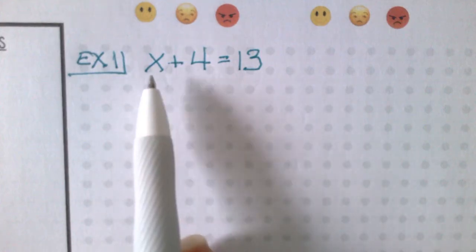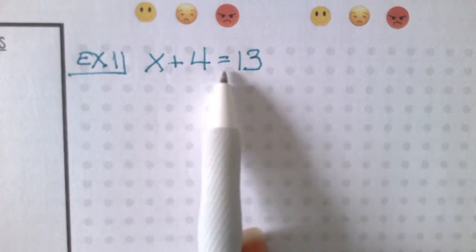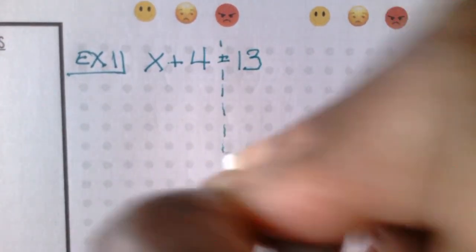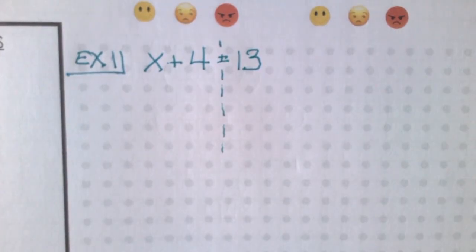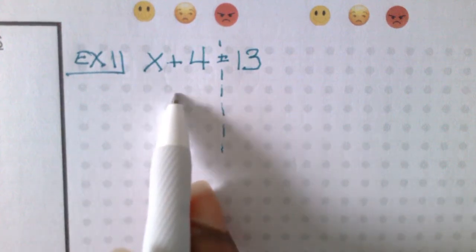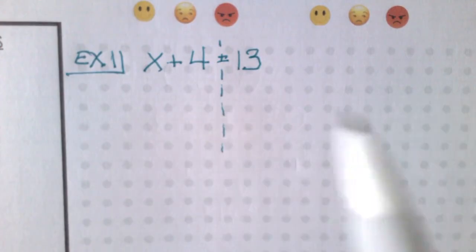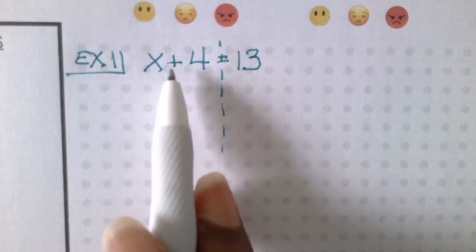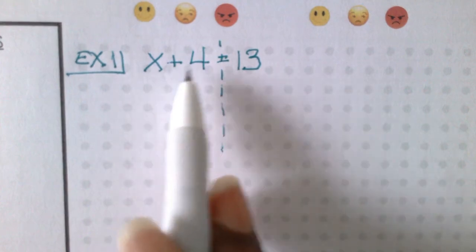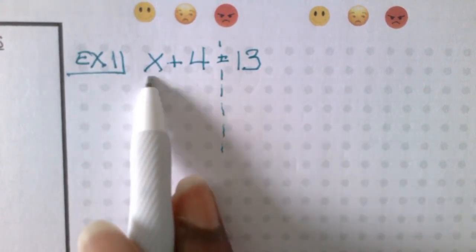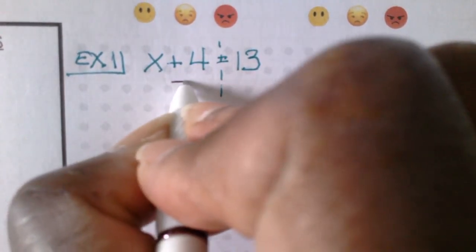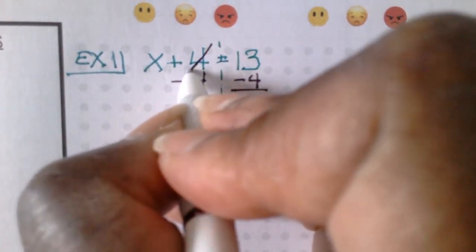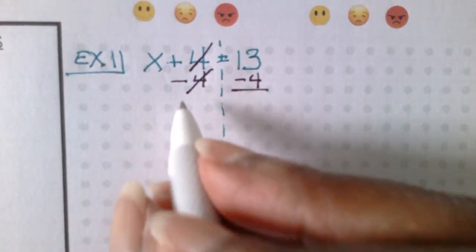So we want to get x by itself. If we look at the equal sign, it's almost like there is a barrier, like a little mini wall. So in order for us to get x by itself on this side of the equal sign, we have to do the inverse. The inverse of what? Not the 13, but the inverse of this positive 4, because the plus 4 is on the same side of the equal sign as the x. So the inverse of positive is negative. Positive 4 and negative 4 will give us our 0.